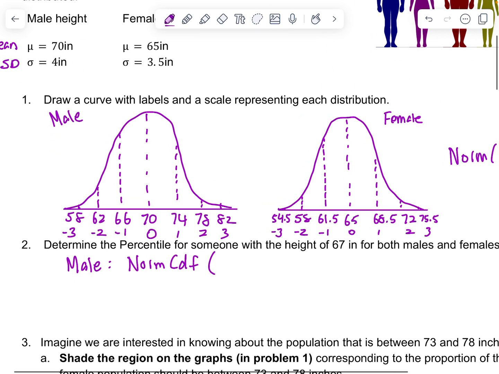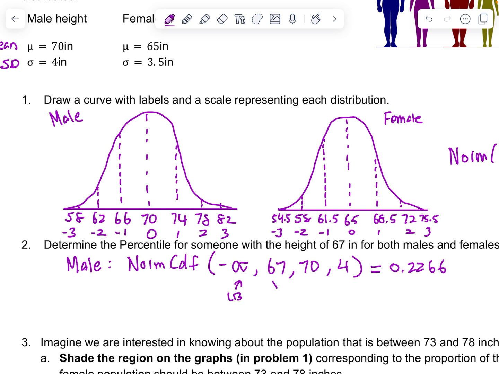So here, the lower bound is negative infinity, because we want to find the percentile for someone with the height of 67. We don't want to find a person who is above 67. It says with the height of 67, so for example, for male, the percentile with a height of 67 is going to be negative infinity to 67, and we just plug in the mean and the standard deviation, and then we get 0.2266. And when you do the calculations, you always want to label, just to be clear.